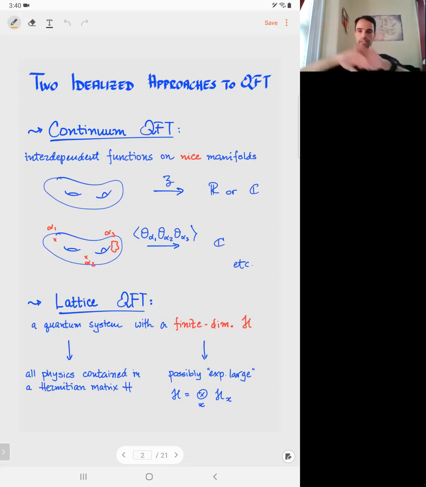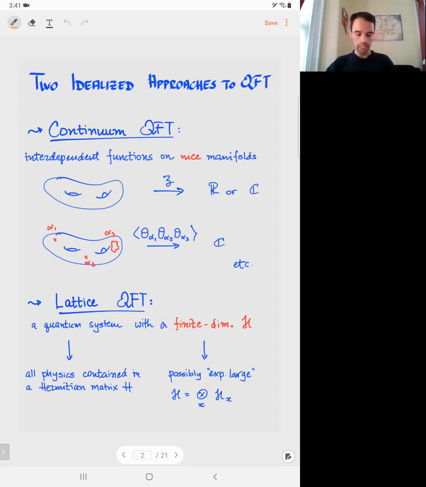On the other extreme, you have something that I will call lattice quantum field theory. Here I'll be more extreme than most people are. By lattice, I will mean that the system is completely finite dimensional, that the Hilbert space is completely finite dimensional. So it's a quantum theory of the kind that you learn in your Griffiths undergrad course, with a possibly exponentially large Hilbert space, but finite, and with all of physics encoded in one Hermitian matrix called the Hamiltonian. If you can diagonalize it, you know everything about the system.